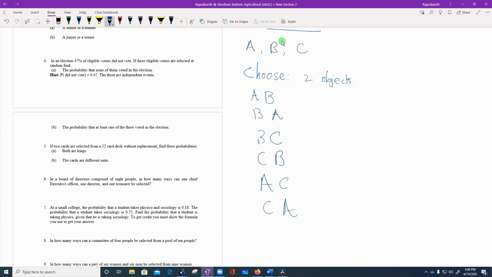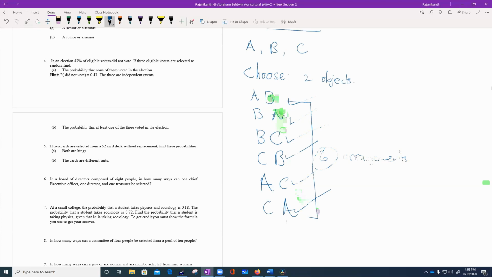Do you understand that point? Now in total, how many different arrangements do I have listed here? Count one by one: 1, 2, 3, 4, 5, 6. So we have six different arrangements. Am I right? Therefore, if you are asked to find the number of arrangements when the order is important, then use the permutation formula.